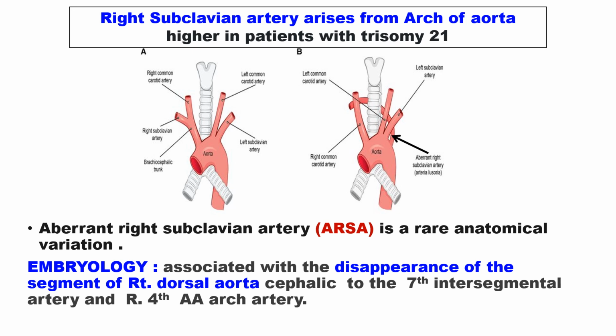Embryologically, it's mainly because of disappearance of the segment of right dorsal aorta cephalic to the seventh intersegmental artery and the right fourth aortic arch artery. It's commonly seen in patients with trisomy 21.